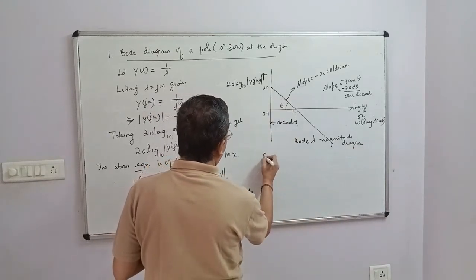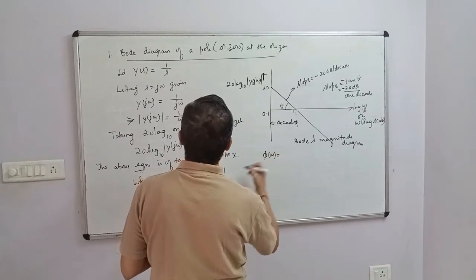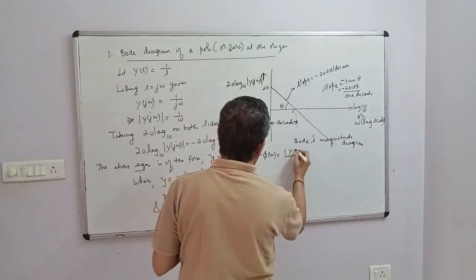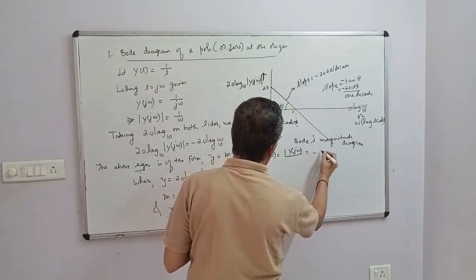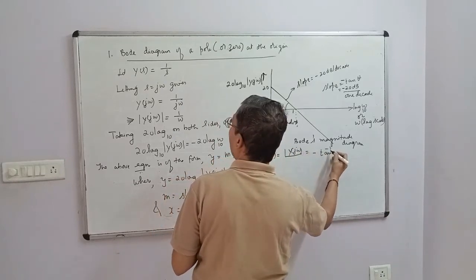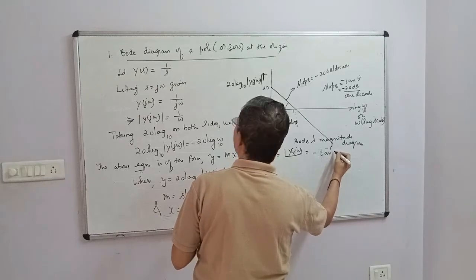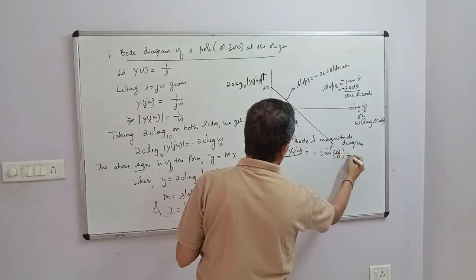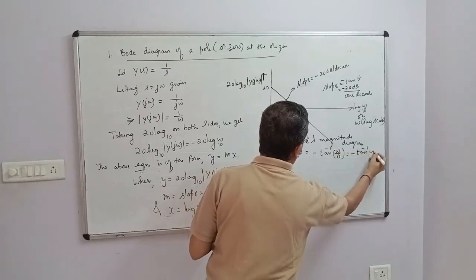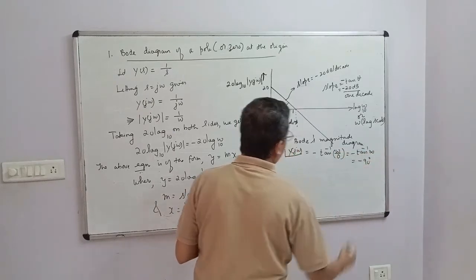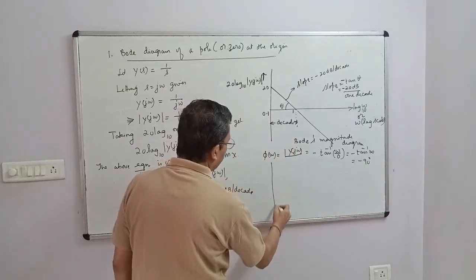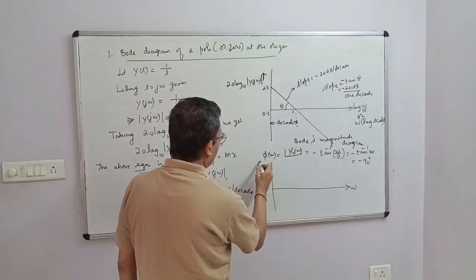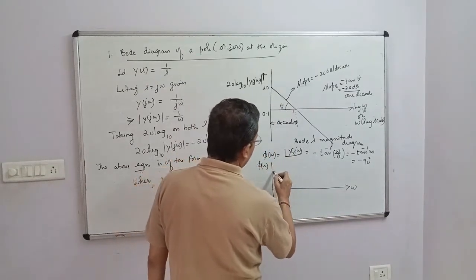What is the phase diagram? Phi of omega is nothing but the angle of Y of j omega. What is this angle? Minus tan inverse of imaginary part, which is omega, over real part, which is 0. Tan inverse of infinity is minus 90 degrees. So if you take this as omega, and this as phi of omega, this is the plot.